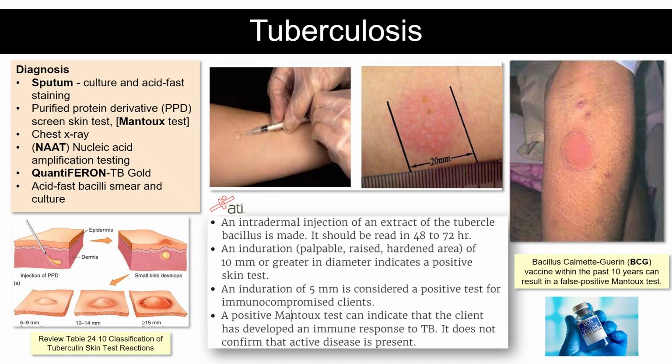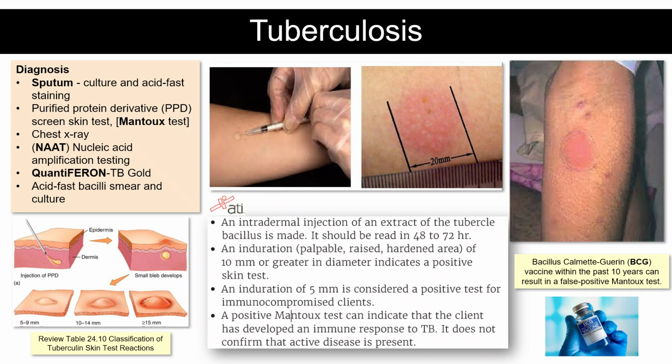So if you do feel induration, you're going to measure it. And if it's 10 millimeters or greater in diameter, then we'll say that's positive. If the patient is already immunocompromised, we're going to consider 5 millimeters as a positive test for them. So just to recap, if you have a positive Mantoux test, it doesn't mean that the patient has active infection. It just means that the patient was exposed to TB and now has an immune response to it.